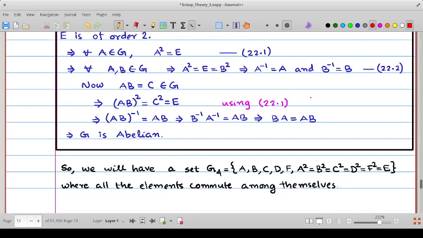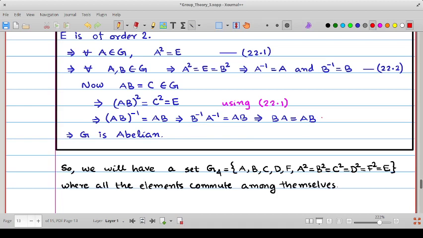But AB inverse is simply B inverse A inverse. So that means B inverse A inverse is equal to AB. But since A and B are of order 2, B inverse is B and A inverse is A. So this is B and this is A, which implies that BA is equal to AB. Or in other words, the order of multiplication doesn't matter here.